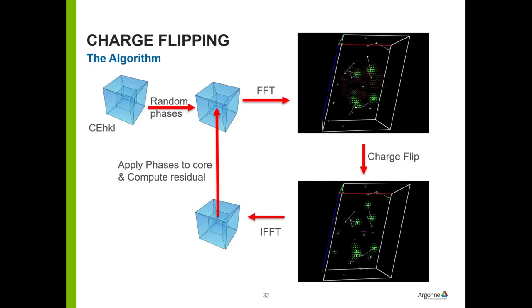You do a fast Fourier transform. That gives you the first shot at an electron density map. It's going to have positive regions, negative regions, but there will be something in it. You then do a charge flip, which takes the negative scattering densities and makes them positive. That's that step. You do the inverse Fourier transform. It gives you this box back again. You pull the phases out of this and apply them to that and just repeat. And you go round and round this cycle over and over again. Eventually, what should happen is that the phases begin to describe a crystal structure.